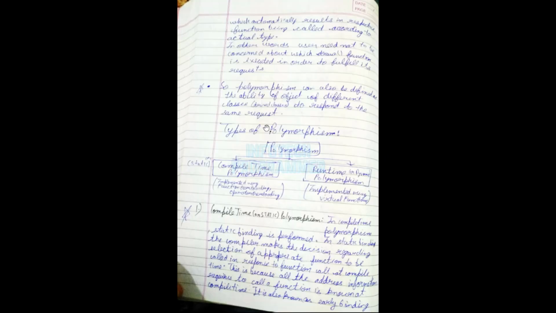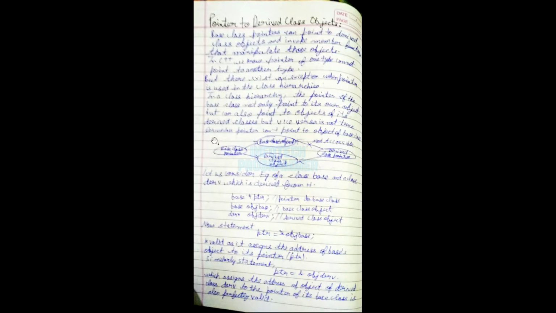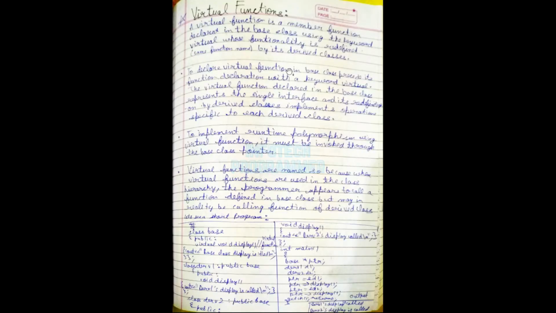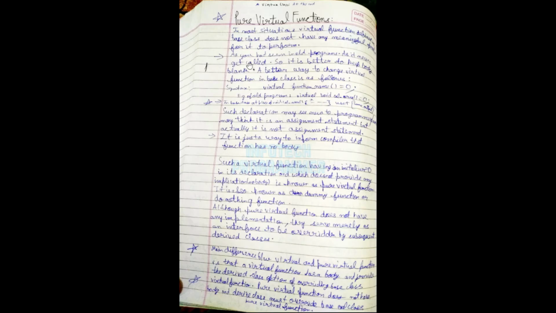So I had explained very properly about polymorphism, along with what is compile time polymorphism and what is runtime polymorphism, and how to use pointers in that, how to use virtual functions in that, and so many more concepts. You can see it here.